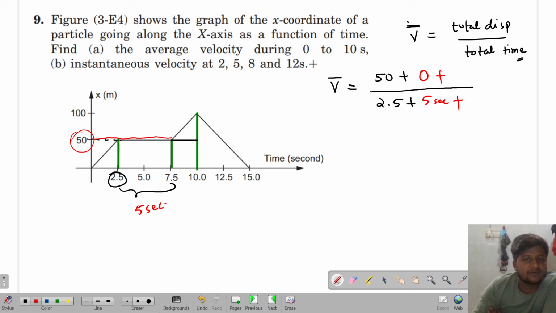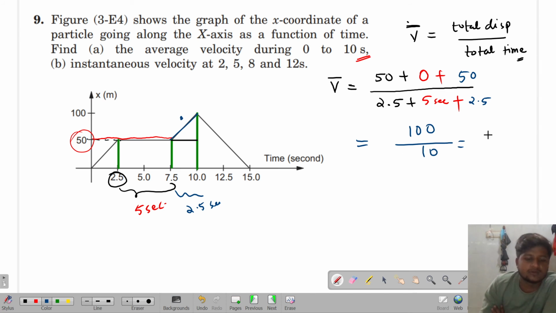It is asking to find the average velocity from 0 to 10 seconds. Now look over here. From 7.5 to 10 seconds, that is 2.5 seconds. Again in this 2.5 seconds, the particle has traveled how much distance? 50 meters, yes or no? So in this 2.5 seconds, the particle travels 50 meters. So the average velocity is going to be 100 divided by 10, that is equal to 10 meter per second. Got it or not, everyone? Yes or no?